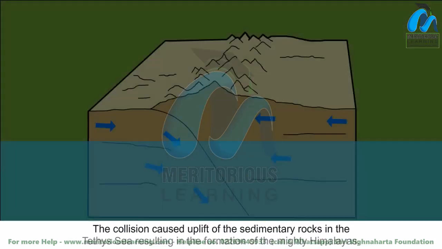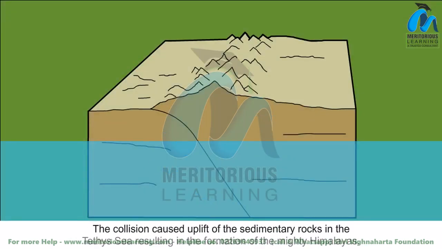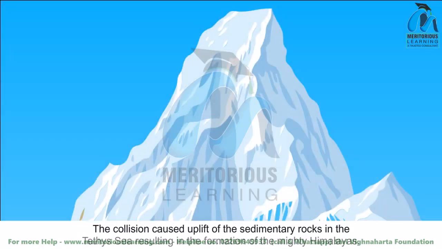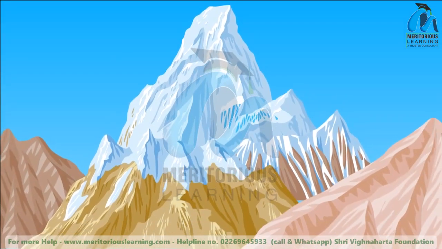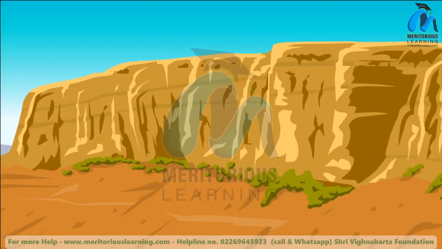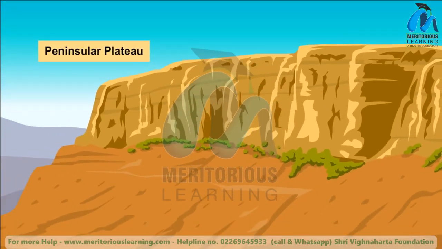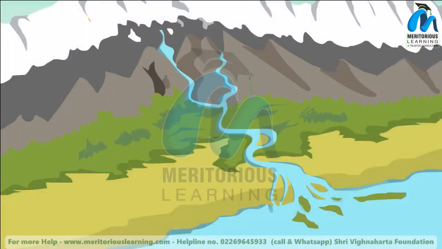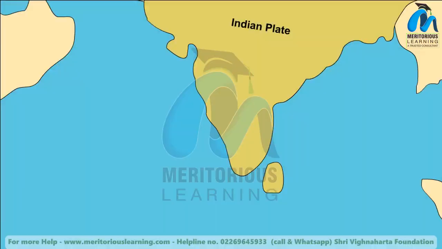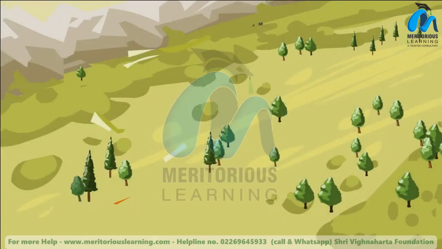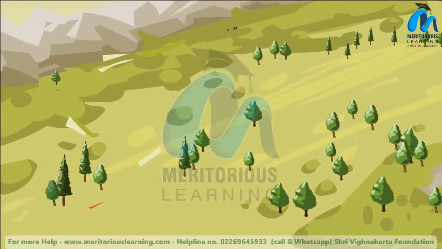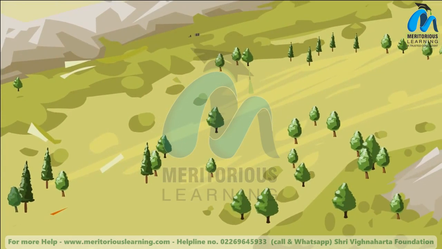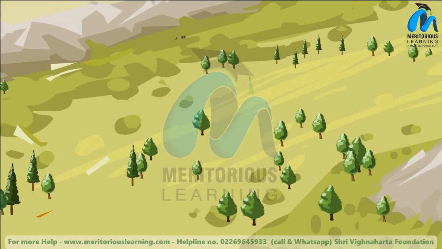The collision caused uplift of the sedimentary rocks in the Tethys Sea, resulting in the formation of the mighty Himalayas. While the Himalayas were uplifted, the northern edge of the Peninsular Plateau caved in, forming a huge depression. Deposits from the rivers flowing from north and the peninsula in south filled up this depression, creating a very fertile flat land of alluvial soil, which we know as the northern plains today.